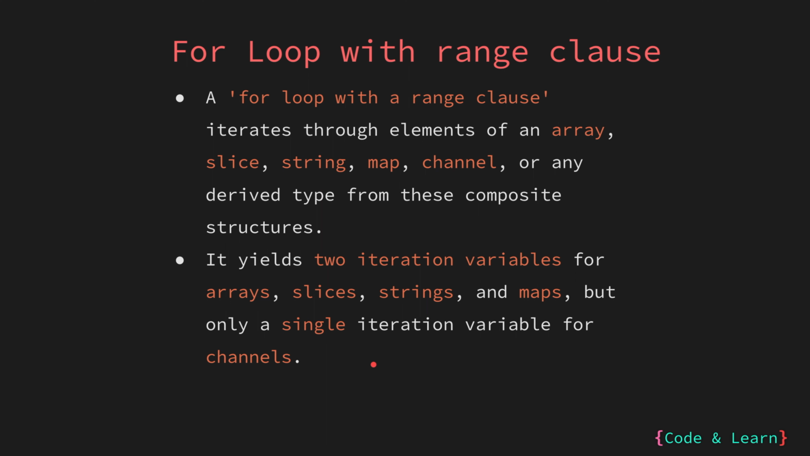An iteration variable is something that's only valid inside the for loop. The first variable receives the index, or the key in the case of maps, and the second iteration variable receives the corresponding value. In the case of channels, which are used for concurrent programming, it only provides a single iteration variable, which receives the value from the channel. Channels again are a communication mechanism in Go, and they don't have indices like arrays or slices. We will cover channels in more advanced lessons of this course.